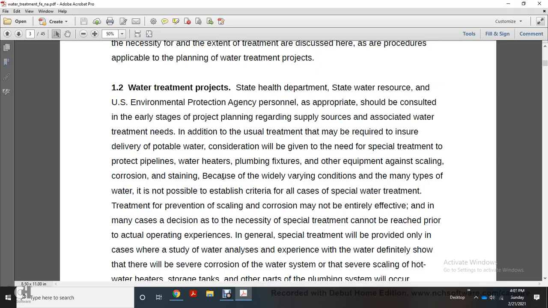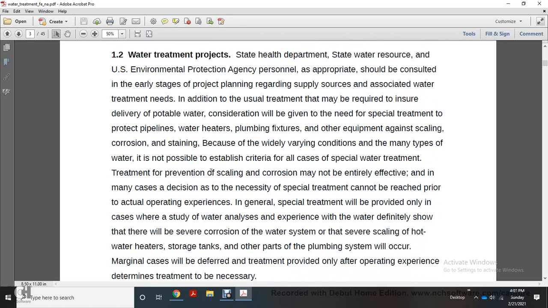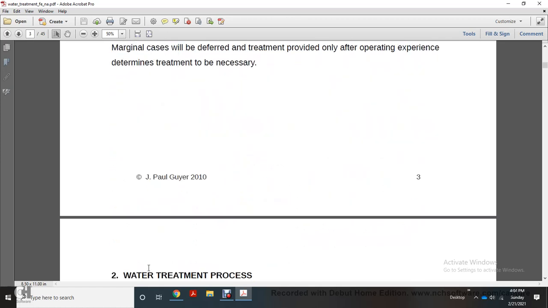Because of the widely varying conditions of many types of water, it is not possible to establish criteria for all cases of special water treatment. Treatment for preventing scaling and corrosion may not be entirely effective, and in many cases the necessity of special treatment cannot be determined prior to actual operating experience. In general, special treatment will be provided only where a study of the water analysis and experience with the water definitely show that severe corrosion of the water systems, or severe scaling of hot water heaters, storage tanks, and other parts of the plumbing system, will occur. Marginal cases will defer treatment, providing it only after operating experience determines the treatment to be necessary.